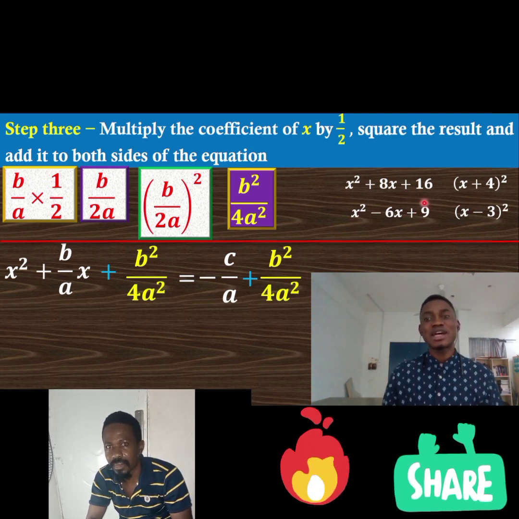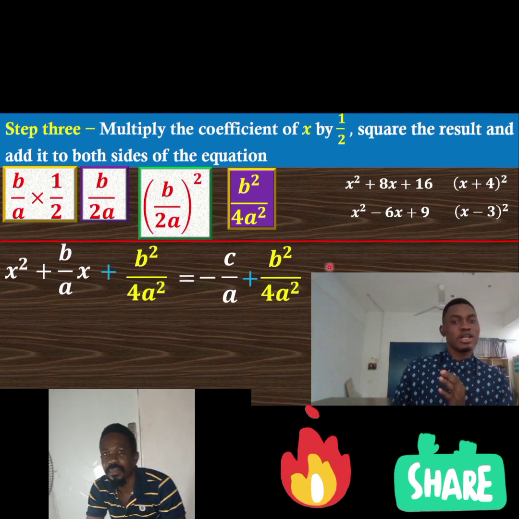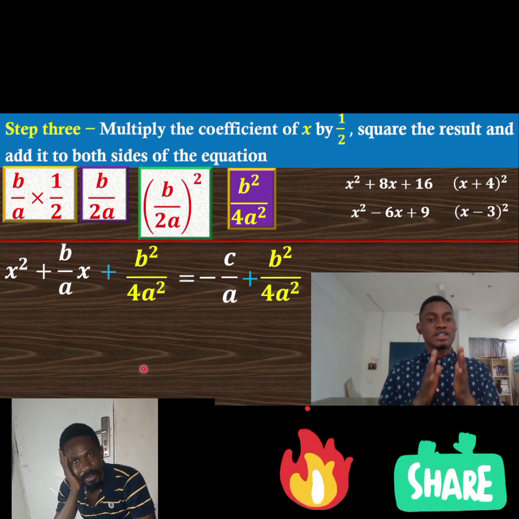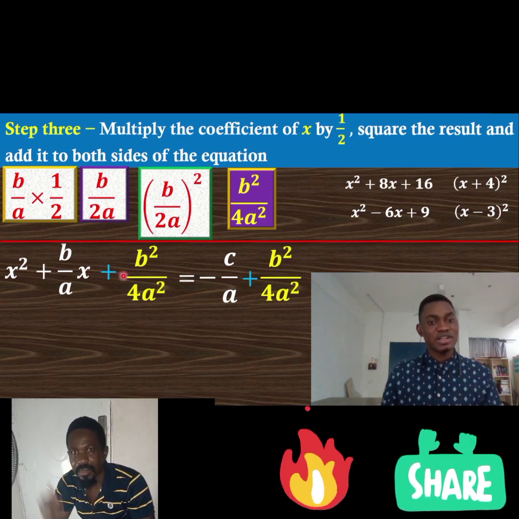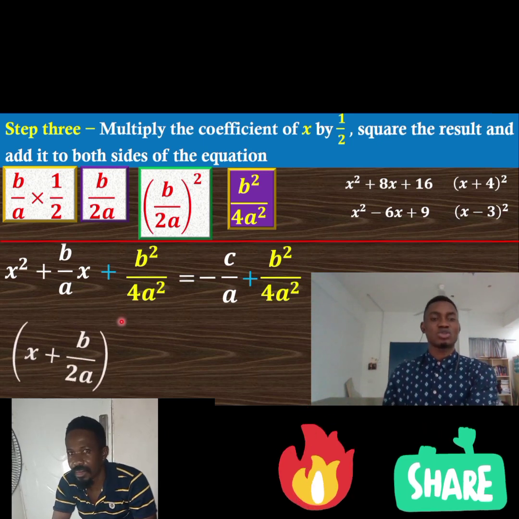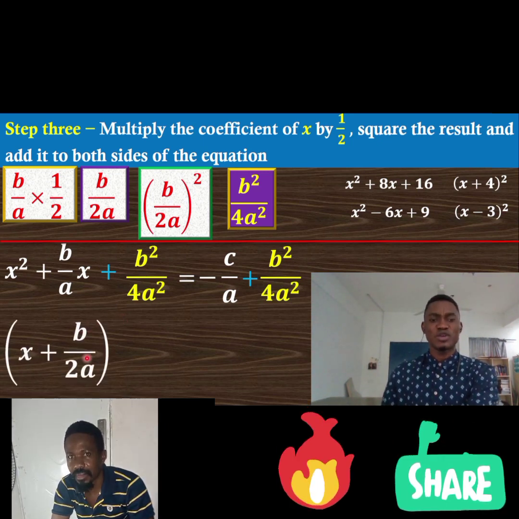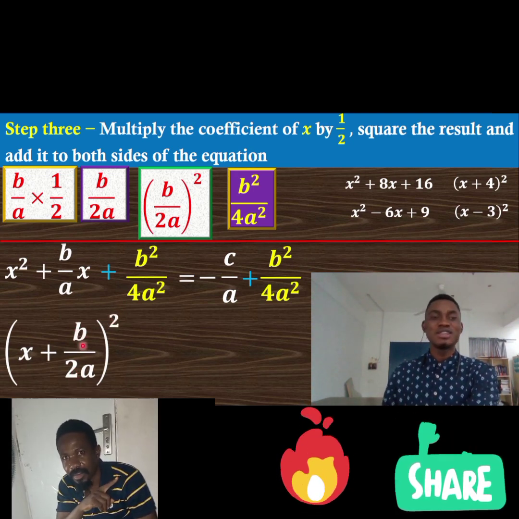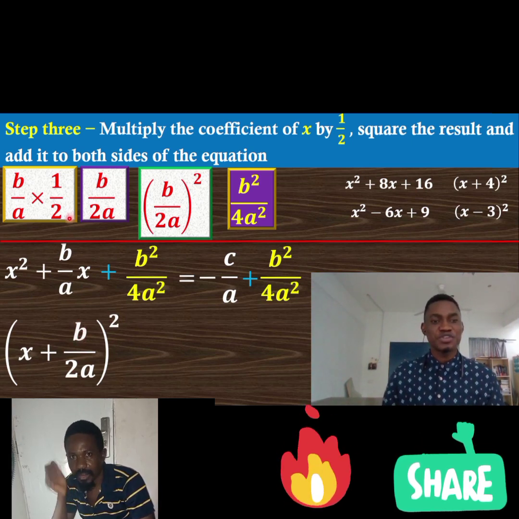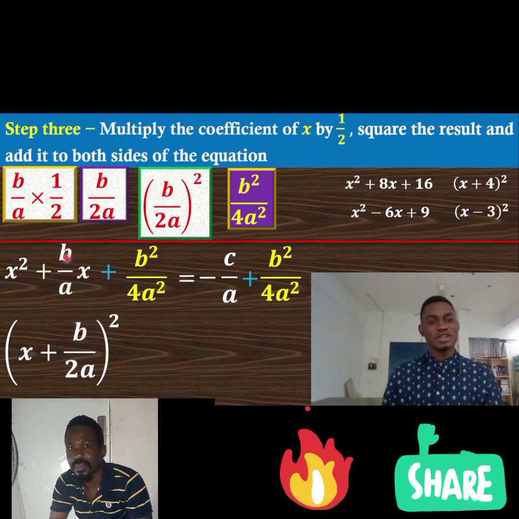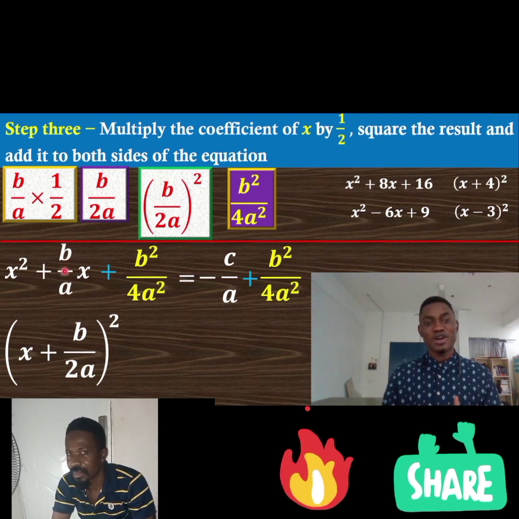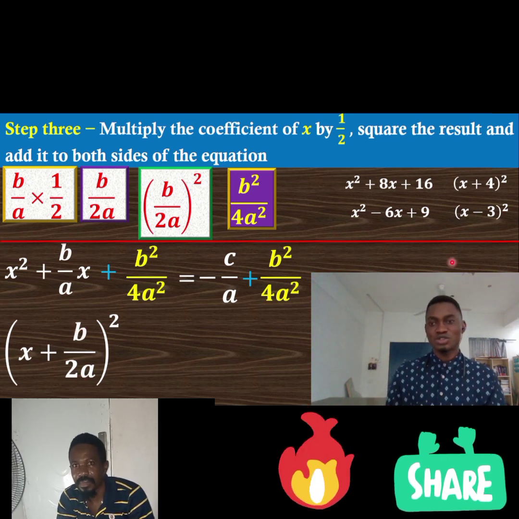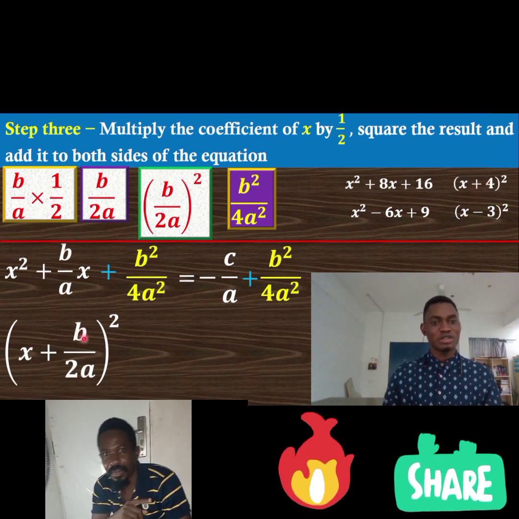So having learned what a perfect square trinomial is, let's go back to the left hand side of our equation. As I said earlier, this left hand side is a perfect square trinomial which can be factorized as x plus b over 2a all squared. b over 2a is the half of the coefficient of x. The coefficient of x is b over a, so if we multiply it by half, we have b over 2a. Same thing played out here.